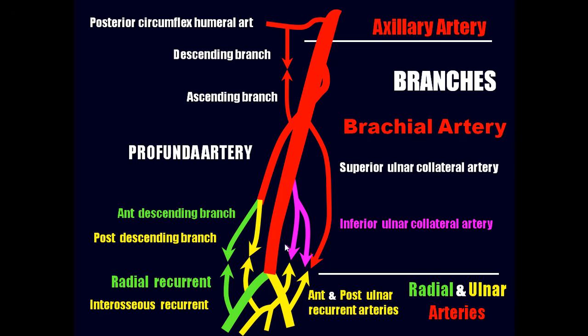Around the lateral epicondyle, in front, the anterior branch of the profunda anastomoses with the radial recurrent artery. Behind the lateral epicondyle, the posterior branch of the profunda anastomoses with the interosseous recurrent. Around the medial epicondyle, in front, the anterior branch of the inferior ulnar collateral anastomoses with the anterior ulnar recurrent. Behind, the posterior branch of the inferior ulnar collateral and the superior ulnar collateral anastomose with the posterior ulnar recurrent artery.